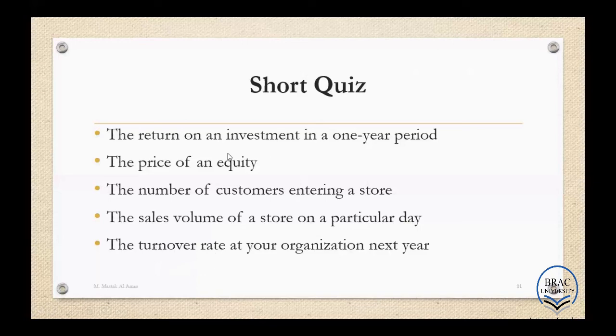So I repeat, this is continuous random variable, this is continuous random variable, the third one is discrete random variable, the fourth one is continuous random variable, and the fifth one is continuous random variable. So I hope now you can identify which one is discrete random variable and which one is continuous random variable.